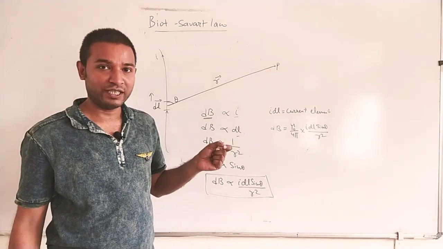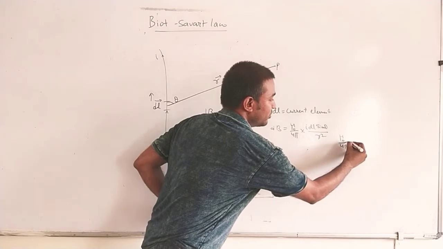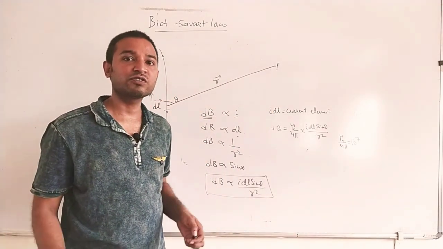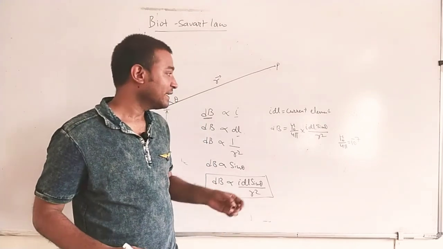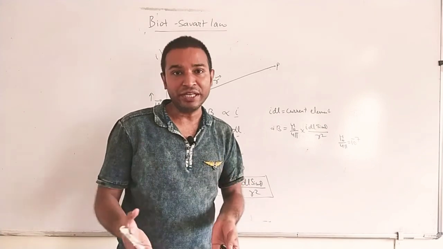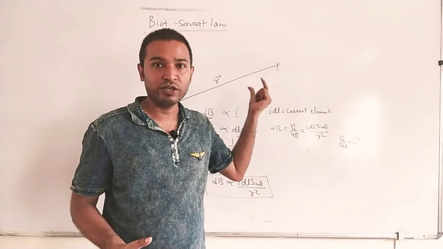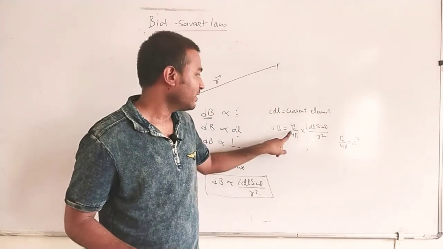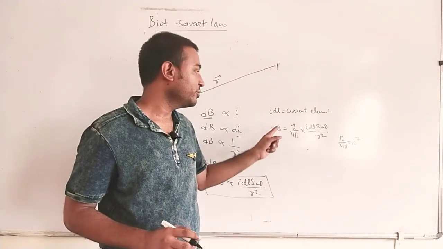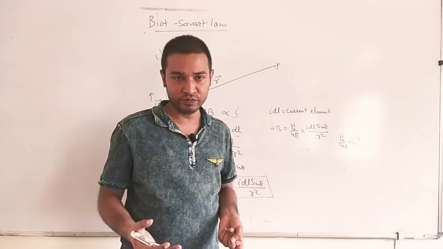This mu naught by 4 pi has a value equal to 10 to the power minus 7. So do remember it, for solving the numerical problem you need this. What is mu? Mu is the permeability of the medium. Here the medium, let us suppose, is vacuum or air. In that case a 0 term will come over here. That's why mu naught indicates the permeability of free space, or vacuum.